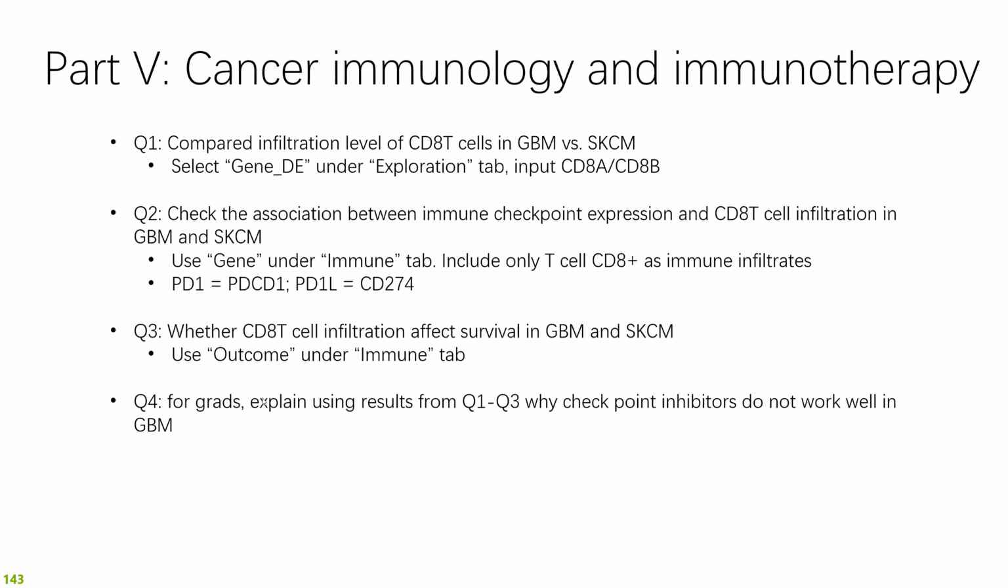And the last question, which is just for graduates, is that you need to combine your observations and findings from question 1 to question 3 and explain in a short paragraph why checkpoint inhibitors do not work well in glioblastoma. I think when you get the results from Q1 to Q3, it's very obvious. Yeah, that's the end of the lab.